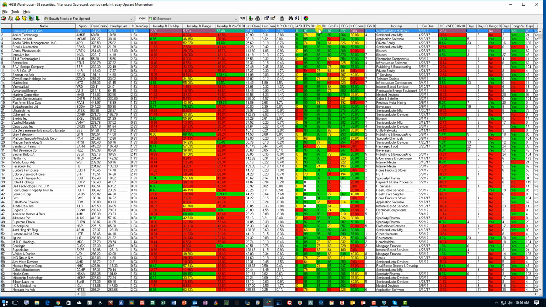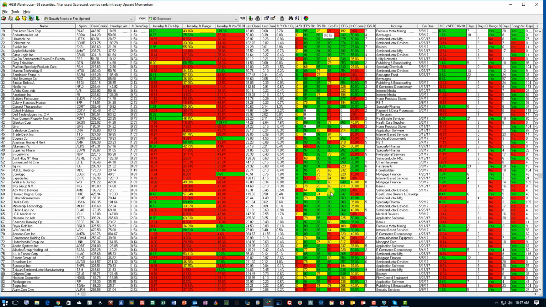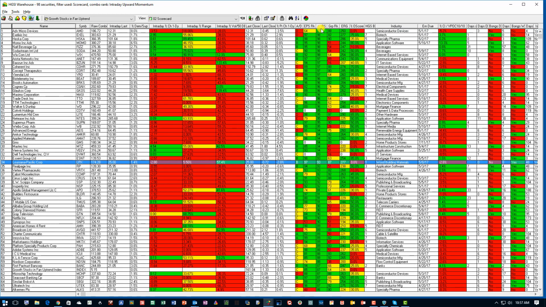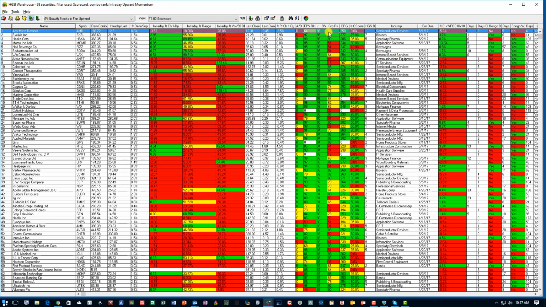The scorecard view gives us the EPS rank, the earnings per share rank, the relative strength rank, and the group rank. The three of those total up to give an ERG number, and you can see that several of these stocks have a relative strength rank of 90 and above. Anything that's green is 80 or above, but if I sort on the RS rank here, this will give me the highest ranked stocks at the top of the list.